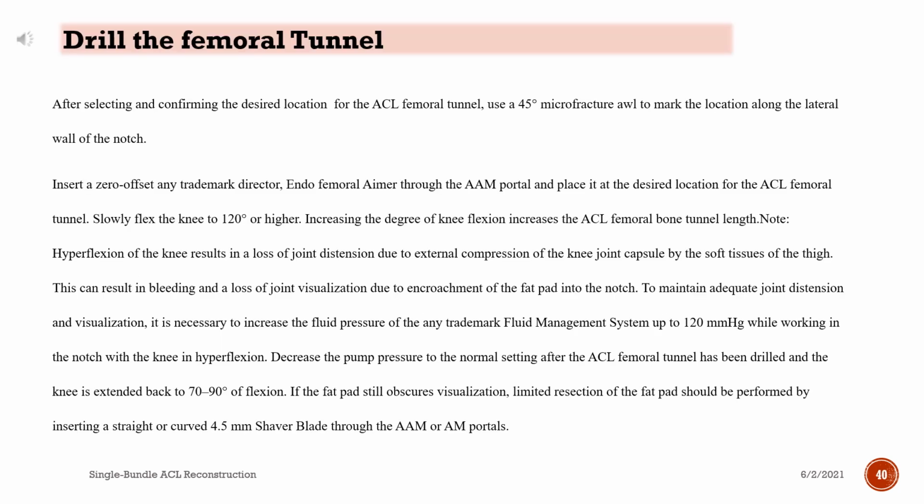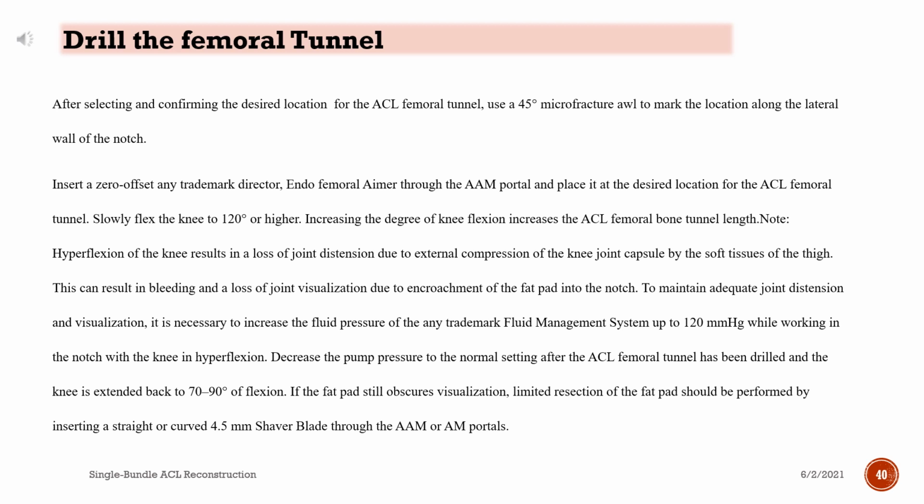Drill the femoral tunnel. After selecting and confirming the desired location for the ACL femoral tunnel, use a 45 degree microfracture awl to mark the location along the lateral wall of the notch. Insert a zero offset director endofemoral reamer through the AM portal and place it at the desired location for the ACL femoral tunnel. Slowly flex the knee to 120 degrees or higher. Increasing the degree of knee flexion increases the ACL femoral bone tunnel length. Note, hyperflexion of the knee results in a loss of joint distension due to external compression of the knee joint capsule by the soft tissues of the thigh.